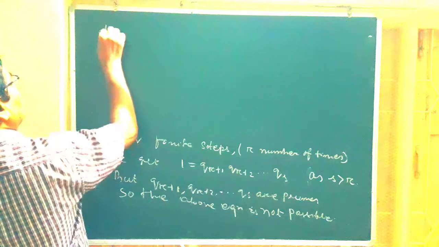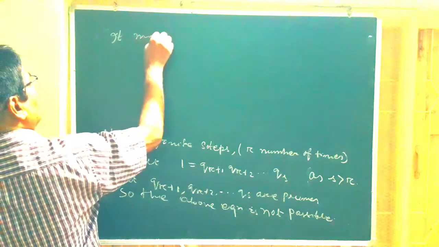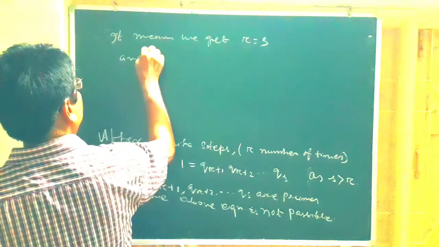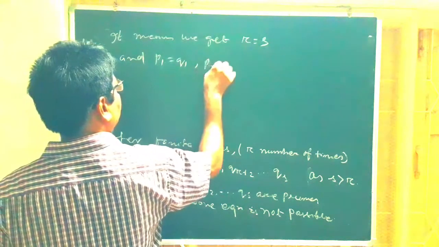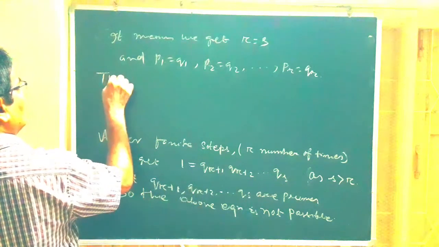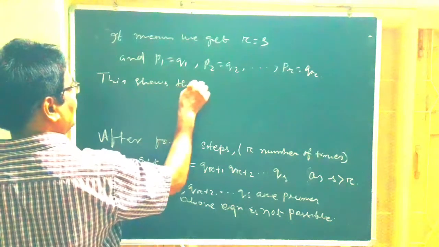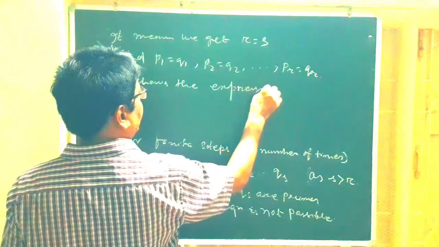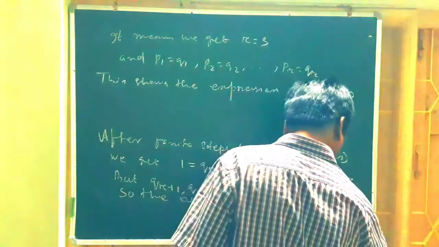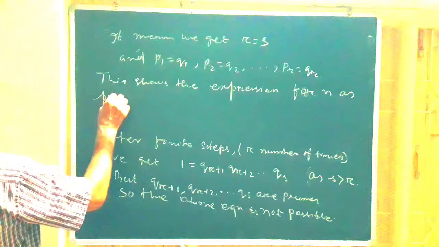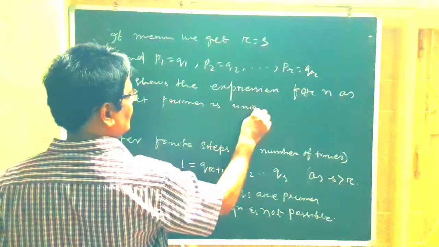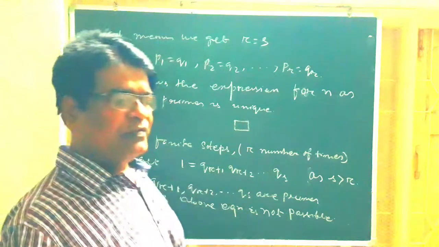So it means we get r is equal to s and P1 is equal to Q1, P2 is equal to Q2 and Pr is equal to Qr. So this shows that the expression for n as a product of primes is unique. So the theorem is proved.